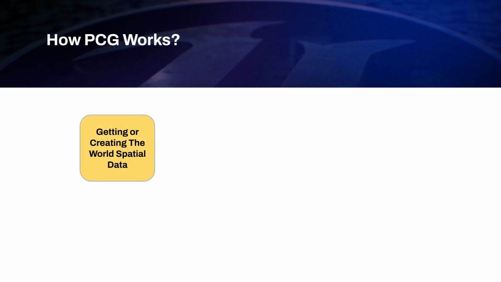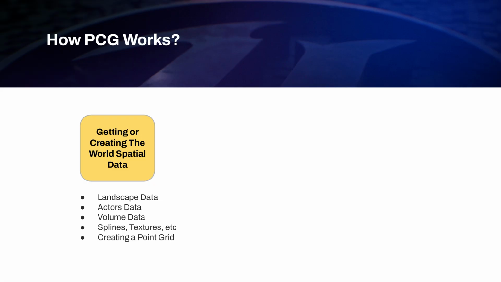PCG works by getting or creating the world spatial data. But what does world spatial data mean here? The world spatial data is basically landscape data, if we have a landscape in our world. It could be actors data like static meshes or whatever sort of actors we have in our world. Volume data if we have volumes, splines or textures data, or it could also be a point grid that we can create using PCG nodes.